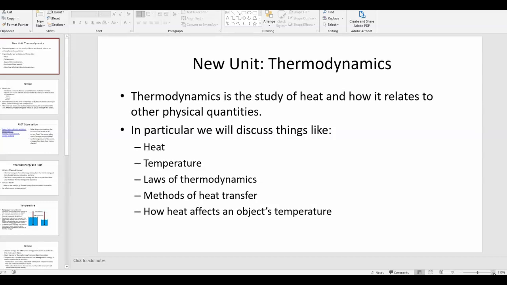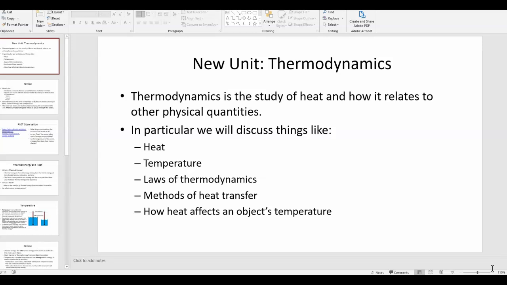Alright, so in this video we're going to start our next unit. This is unit 3 of the semester, and the name of this unit is called Thermodynamics. Thermo means heat, and dynamics means basically the study of motion, or why things move. And so thermodynamics is the study of heat and how and why it moves between objects.